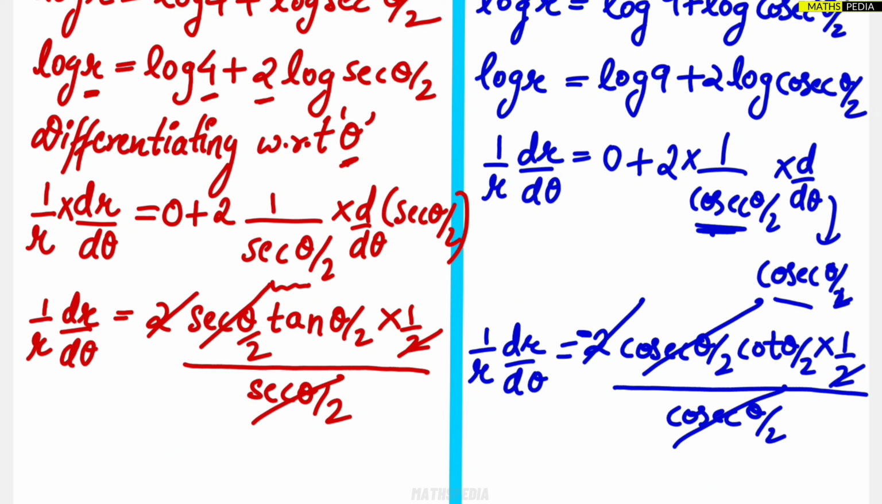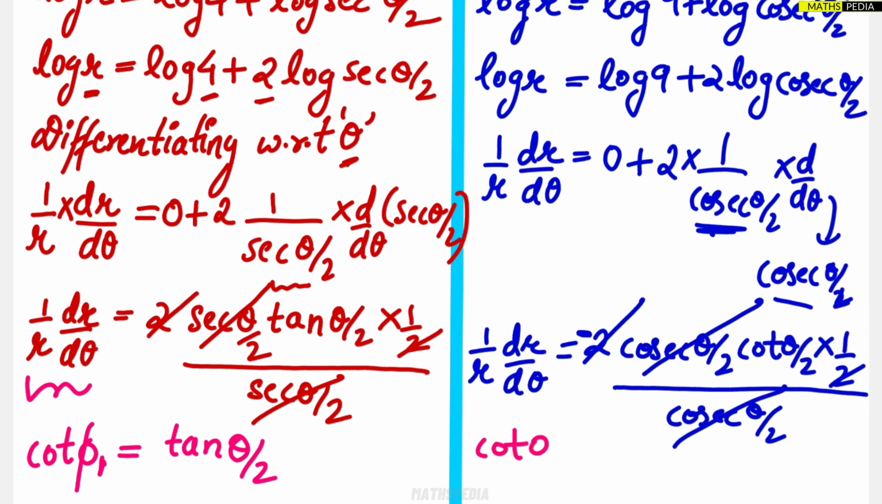Again we have to understand the fact that 1 by r dr by d theta can be written as what? We have studied cot phi. Very important, cot phi. This is what I was talking about. This phi angle is nothing but the angle between the radius vector and the tangent. So here I'll take phi 1 because two curves are there. One phi 1, the other one phi 2. So cot phi 1 equals, what is left out? Tan theta by 2 is left out. Here also the same thing. Cot phi 2 I'll take. What is left out? Cot theta by 2 is left out.